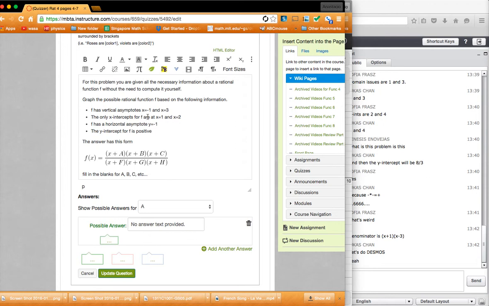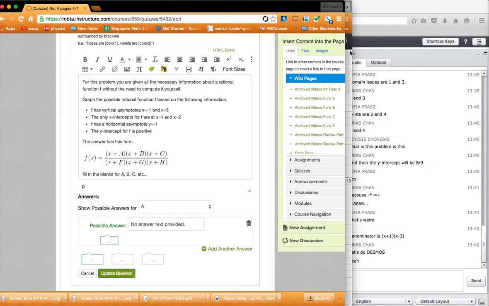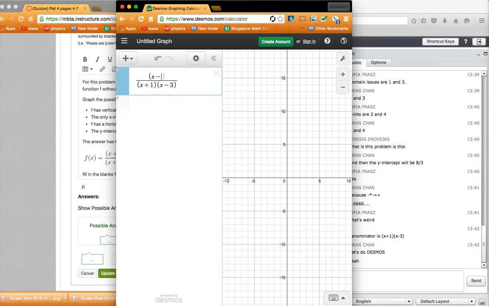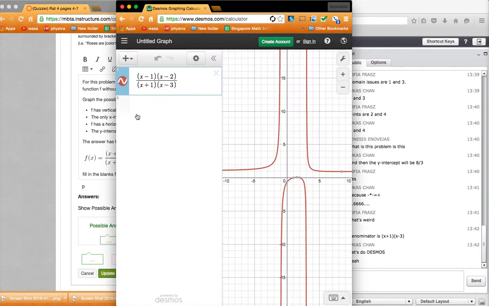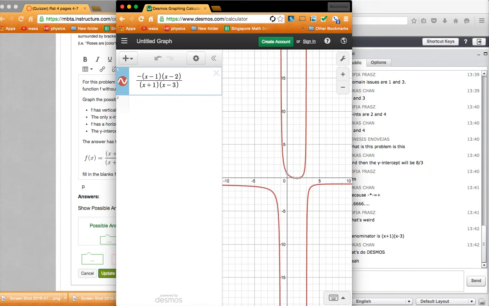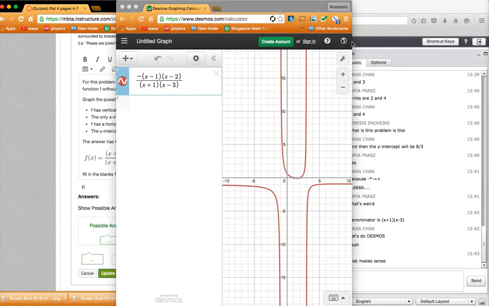The only x-intercepts are at x equals 1 and 2. So that tells me on top, is it +1 and +2? Yeah. So it's x minus 1, x minus 2. All right. There's a horizontal asymptote at -1. Huh. I think that just means a negative in front of there. Yeah? And the y-intercept is positive. Good, the y-intercept is positive.